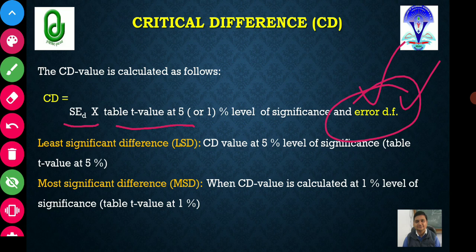You already have the error degree of freedom in your ANOVA table. So from the ANOVA table, you have to take the error degree of freedom. And we have already taken from the ANOVA table itself the mean sum of squares due to error, error mean square or error variance, for calculation of the standard error of difference. So you have to remember that ANOVA table. From the ANOVA table you have to take this value. Like this you will get the value of CD. Now you have to compare this calculated CD value with the difference between the two means.